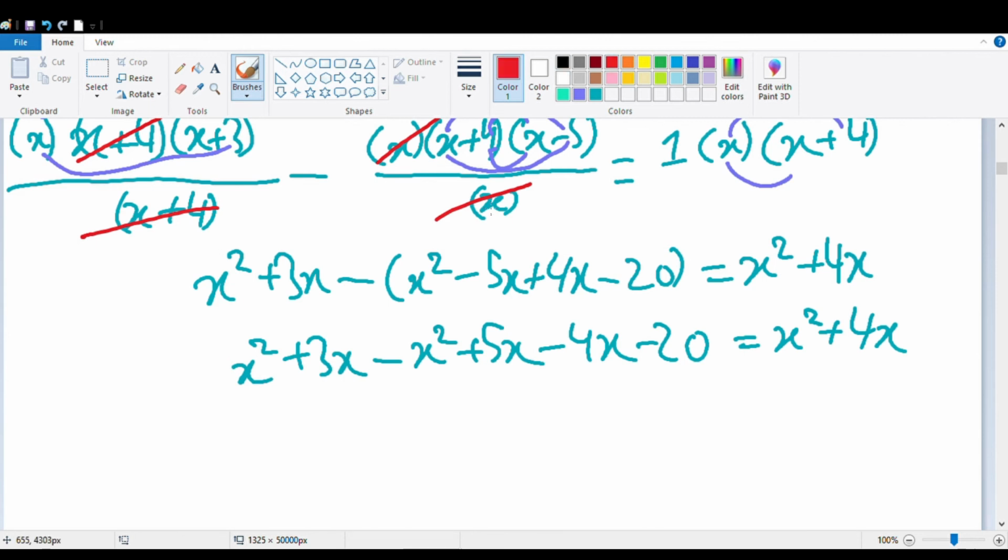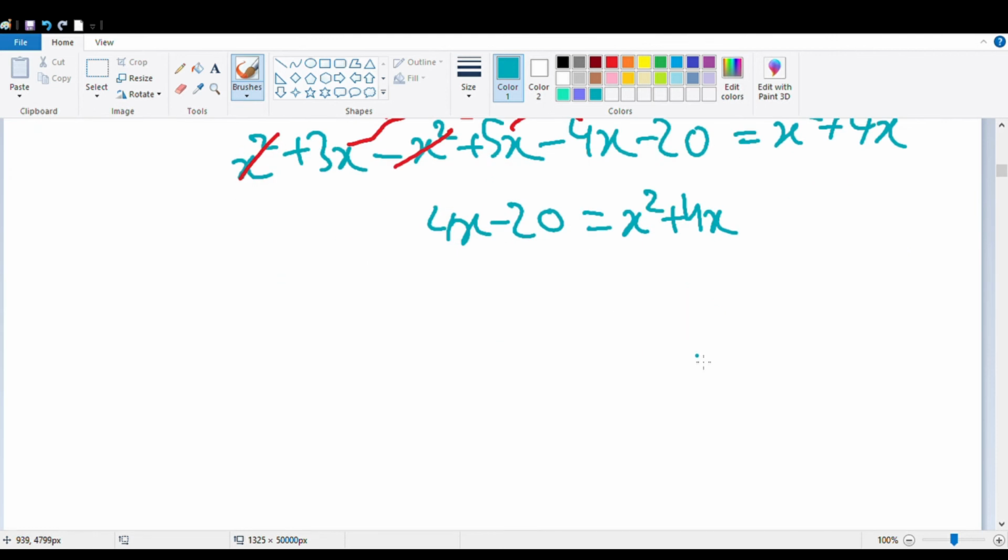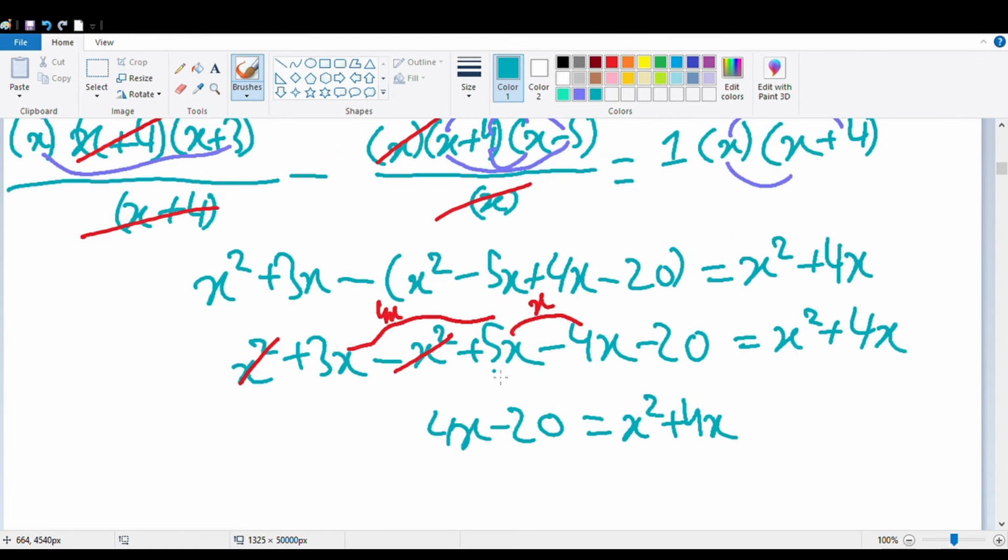So this x squared and this x squared cut out, and simplifying these two we get x, and then adding 3x we get 4x. 4x minus 20 is equal to x squared plus 4x is what we get. And then since x squared is positive, on the right hand side we're going to send 4x minus 20 to the right hand side.